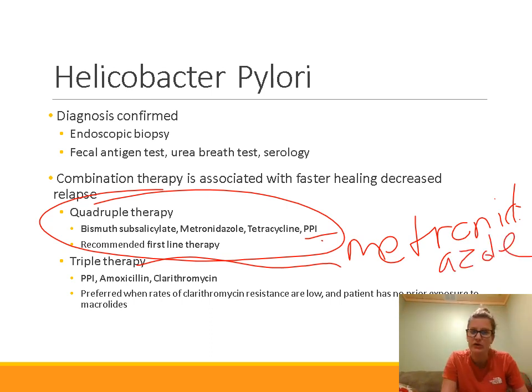So triple therapy is preferred when rates of clarithromycin resistance are low in your area, and if the patient has no prior exposure to macrolide antibiotics. Clarithromycin is an example of a macrolide antibiotic. Another example that's really commonly used is azithromycin. This is Zithromax, like the Z-Pak. Again, the patient has to have no prior exposure because you don't know how long they've had the H. pylori. They could have been infected with H. pylori for quite some time, and if they've used that antibiotic recently and the H. pylori is still there, that means it must be resistant. So usually we end up using quadruple therapy.